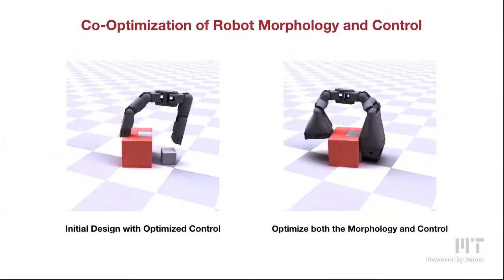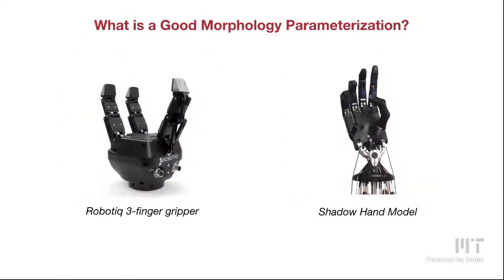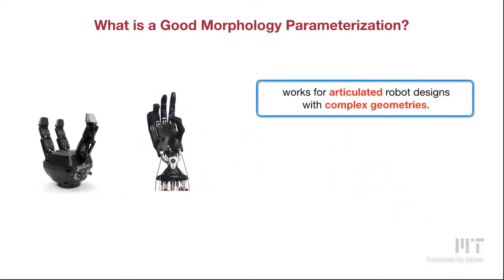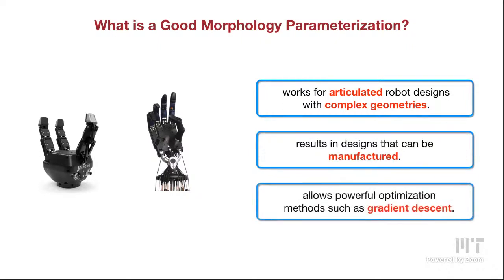Jointly optimizing morphology and control can significantly improve the task performance of a robot, such as a manipulator, for example. However, optimizing the morphology is a challenging task since it requires a general and effective parameterization for the shapes. An ideal parameterization should work for articulated robot designs with complex geometries, result in designs that can be easily manufactured, and more importantly, the parameterization is better to be differentiable to allow efficient gradient-based optimization.